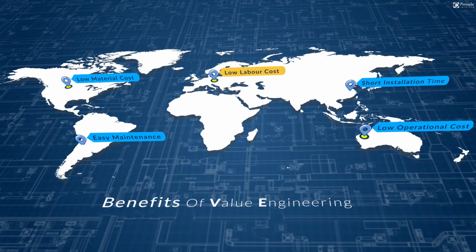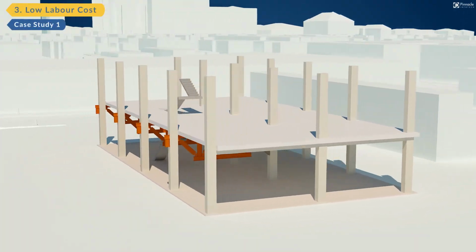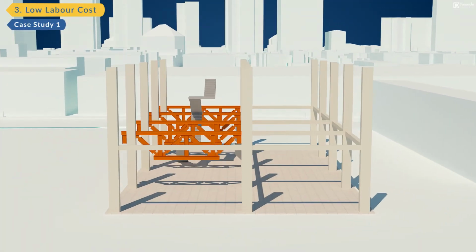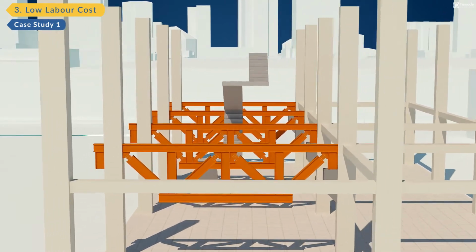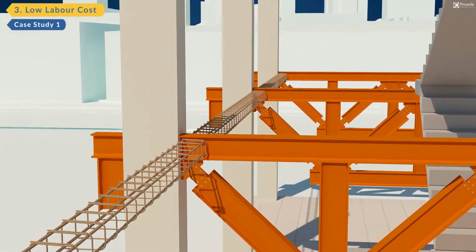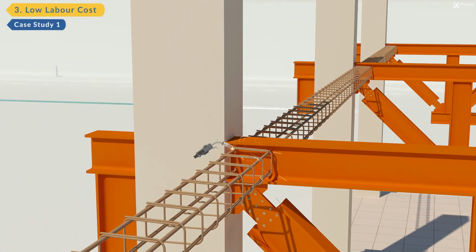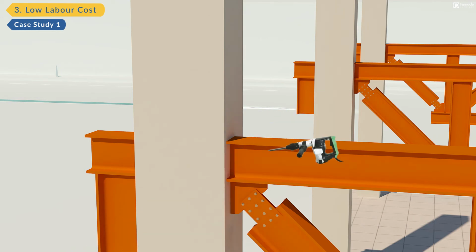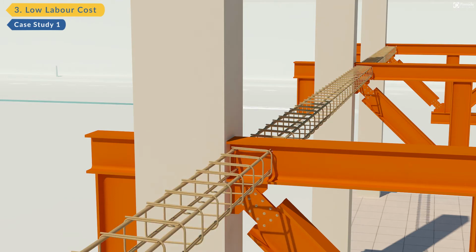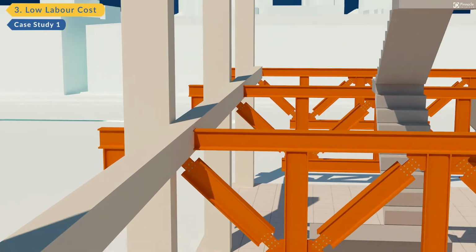Low labor cost. As per the initial plan, welding was suggested to facilitate the passage of horizontal rebar through the steel beam. Welding elements to steel affects its strength and increases labor cost. After VE, the passage of rebars was facilitated by drilling holes into the steel beams to ensure the strength of the steel wasn't affected while keeping labor cost low.